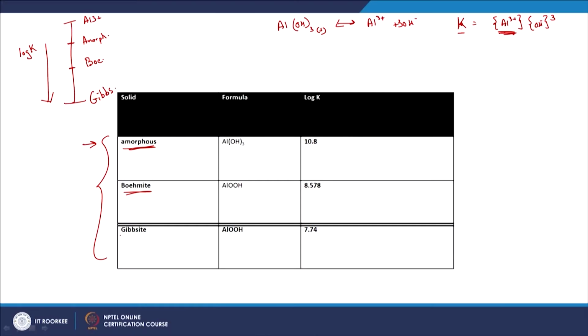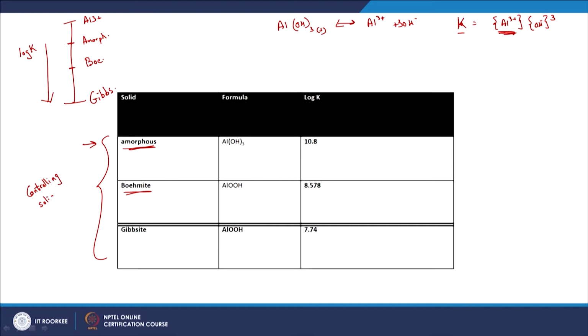So, again as K keeps decreasing, you see that the Al3+ concentration too keeps decreasing, yes. So, what does that mean? That means when Gibbsite is the predominant or controlling solid, the Al3+ concentration would be the minimum compared to the other two cases, right. So, again that is what we are trying to understand here, and that is why you need to know the controlling solid.